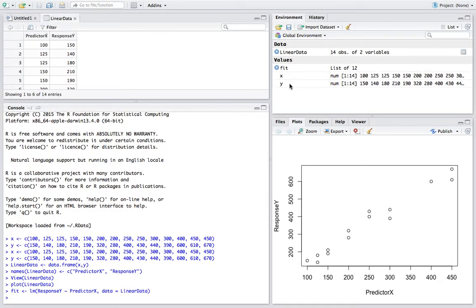Okay, and again this puts our value right up here, which we can call a summary of using the summary command.